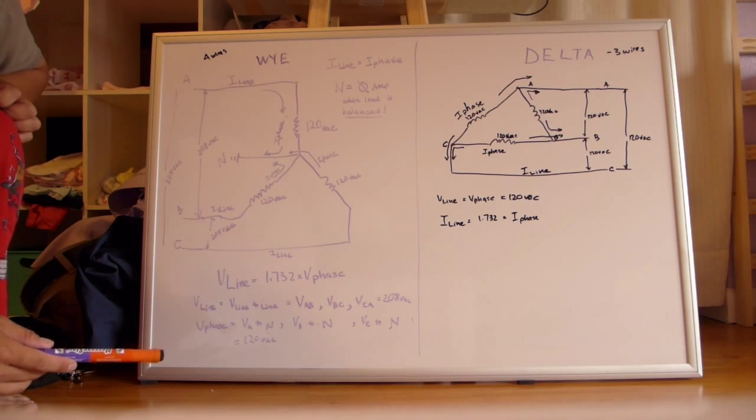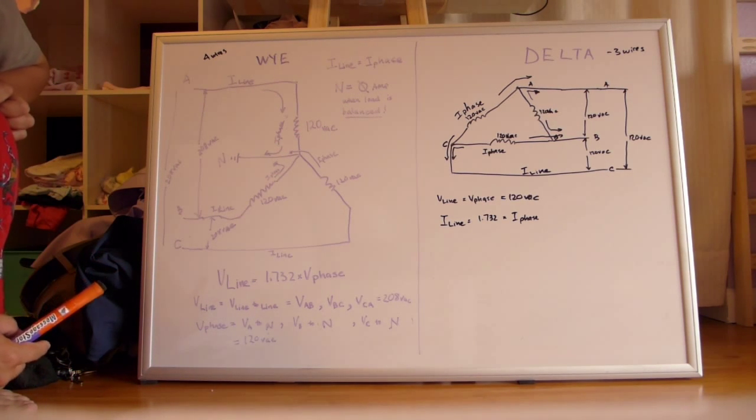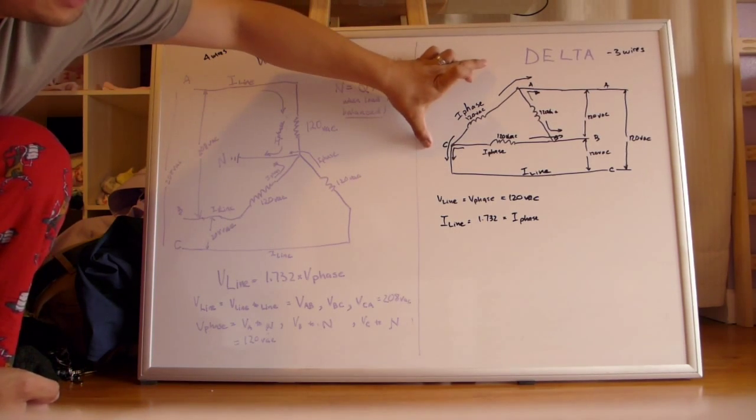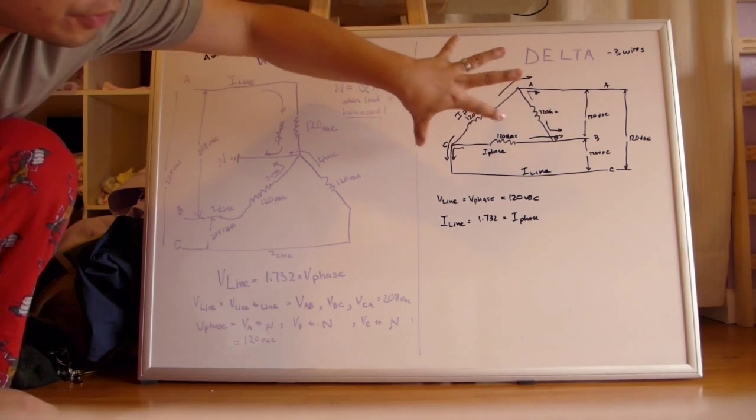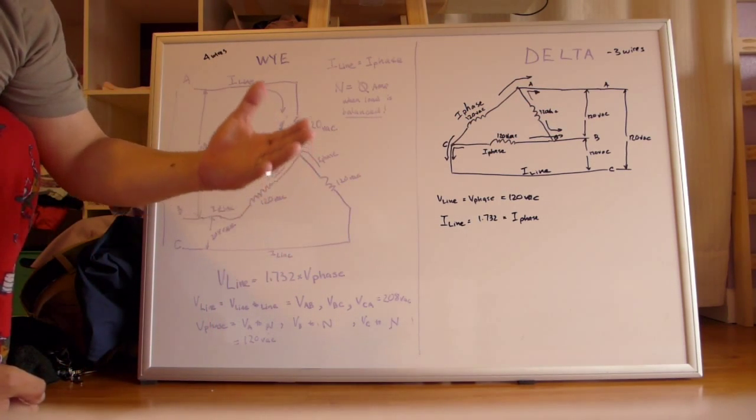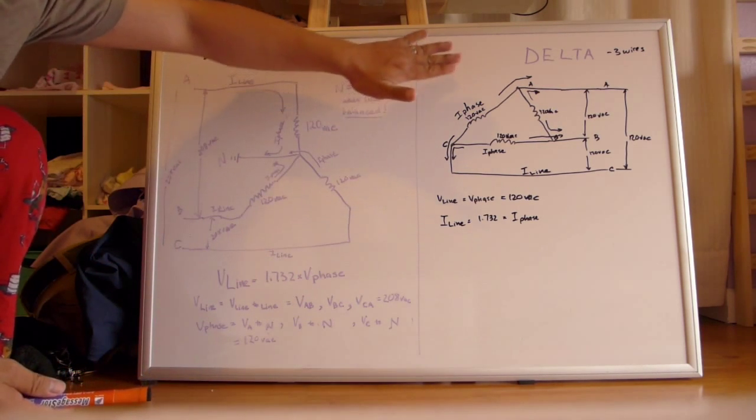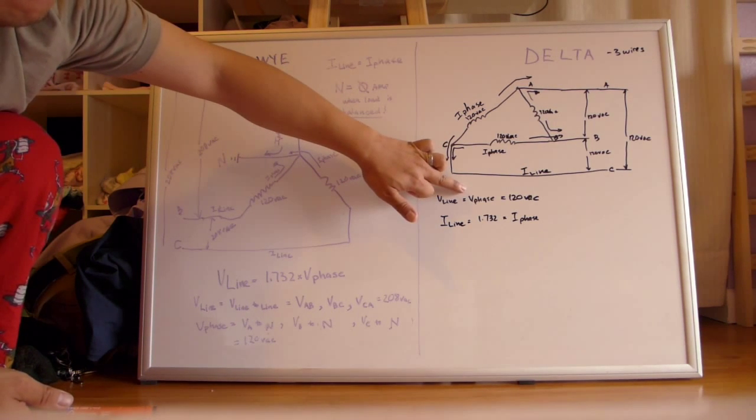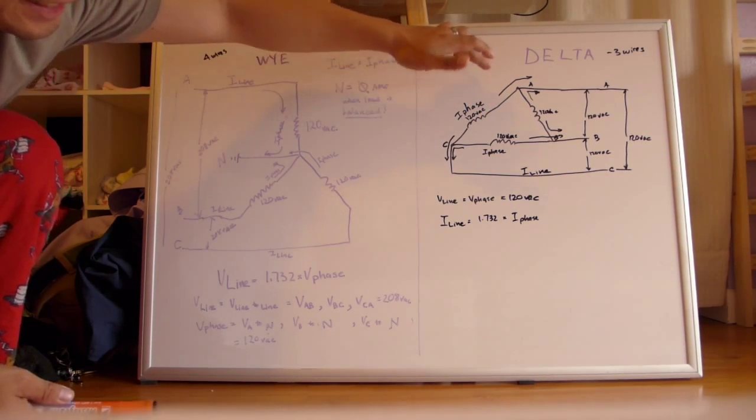Let's look at the delta configurations. In delta configurations, you only have one way to measure it. It's always either A to C, C to B, or B to A, or A to B, and vice versa. You have no ground wire or neutral wire. So for delta configurations, your V line is equal to V phase and is 120 volts AC.